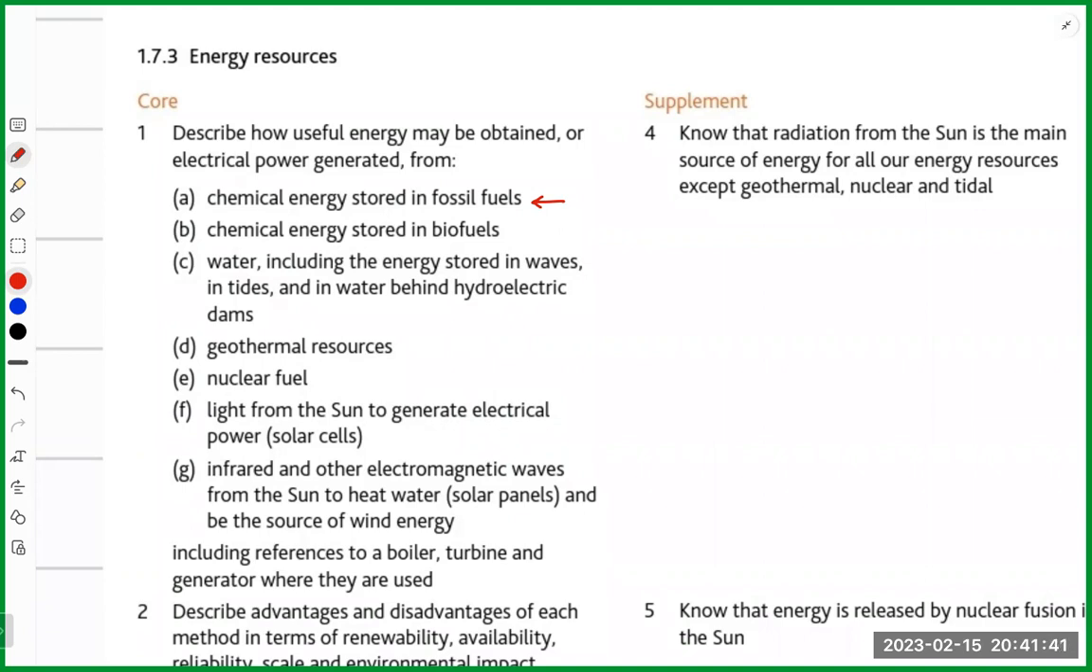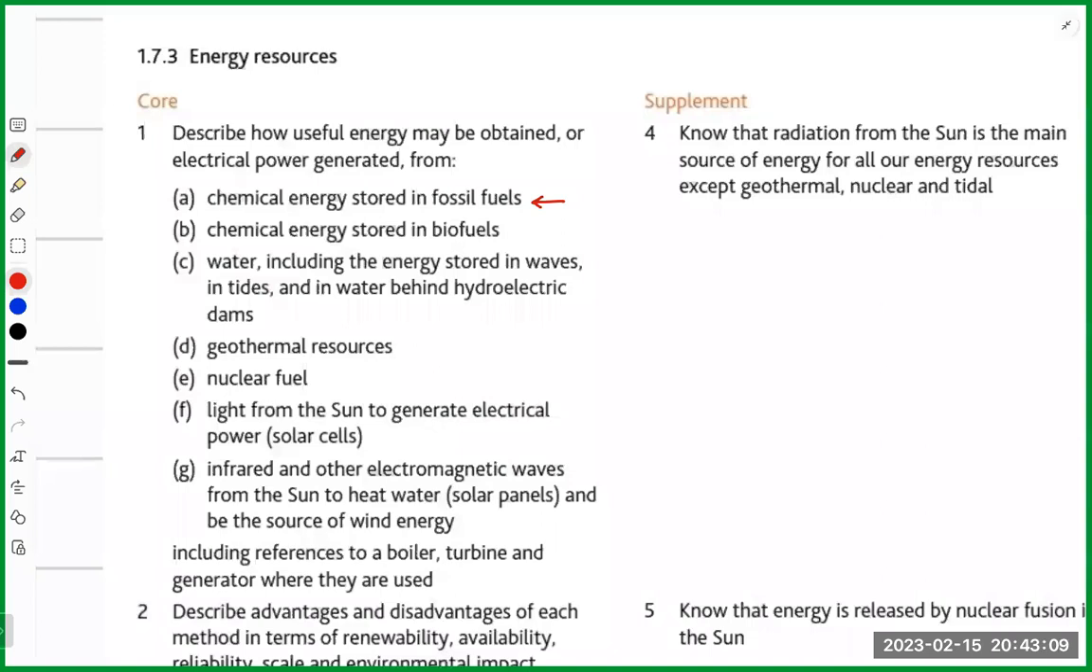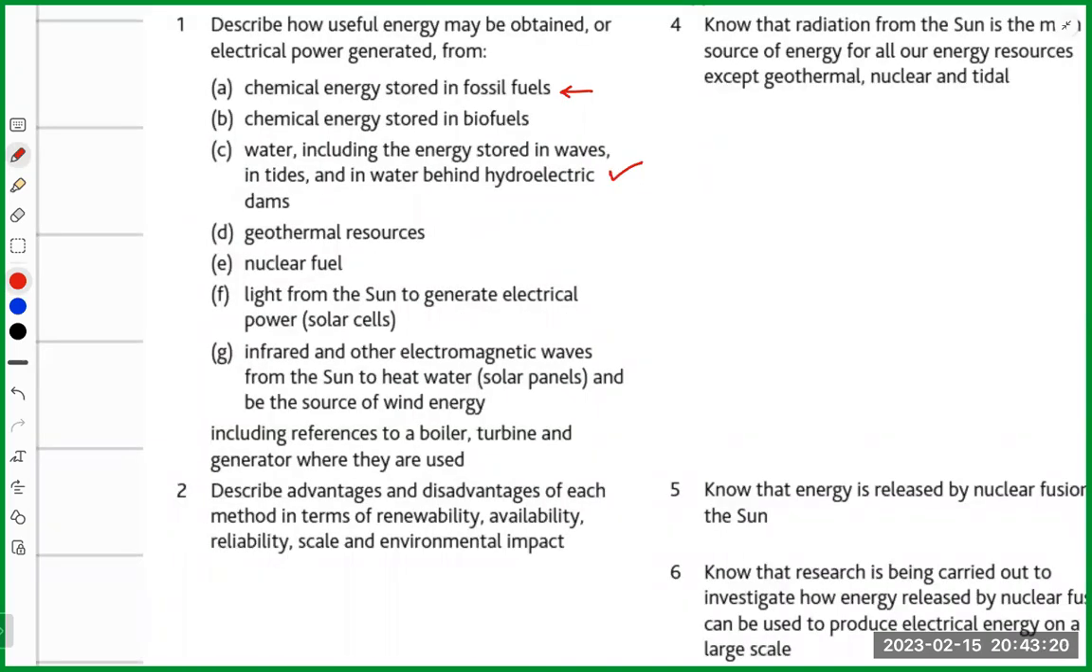Now, water, including energy stored in tides and water behind a hydroelectric dam. I think we have discussed that, when water is stored behind a dam. So we discussed that as well. You can find that in the notes: in a hydroelectric power station, we use the gravitational potential energy of the water, which converts into kinetic energy that makes the turbine rotate. That turbine makes the generator rotate, where there's a coil in a magnetic field, which cuts the magnetic field lines and electricity is produced. Now, geothermal: the pro is that it is free.